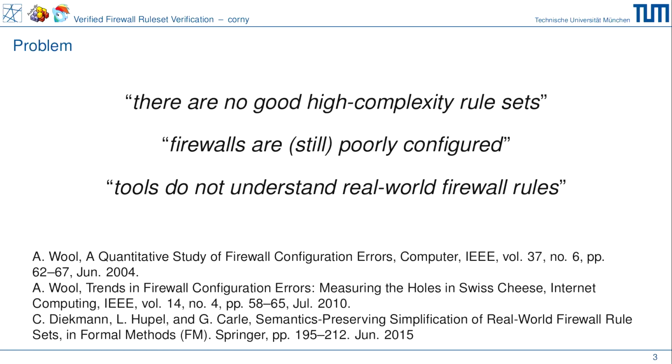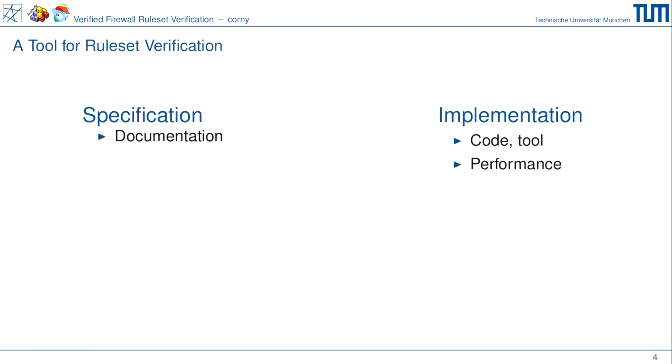And even if we had a tool that would check our firewall rule set, would we trust that tool? Well, probably not. So, let's do where others failed. Let's try again. Let's try to write a tool to check firewall rule sets. But because we found that the tools we have so far do not understand our rule set, let's start from the very beginning. Let's first talk about specification and implementation.